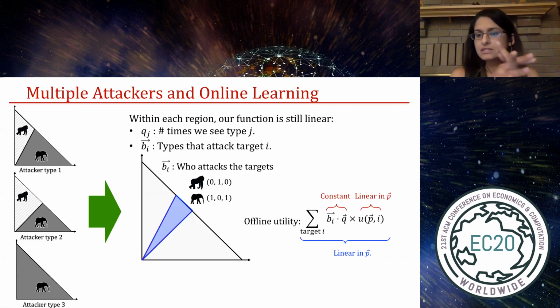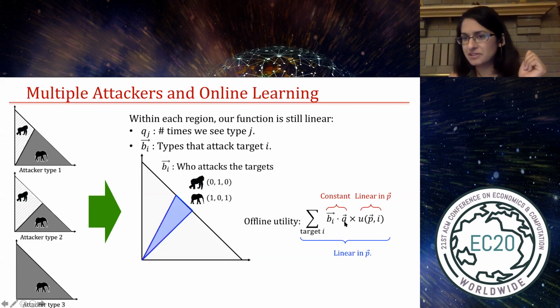What the utility ends up looking like is that within a region, I'm taking the utility that would be drawn from having that coverage vector P when the attacker is attacking target I, times the likelihood that target I is going to be attacked. It's the likelihood that a type J is appearing and whether or not J within that region would be attacking I. So this is just a slightly expanded version of writing this utility so that it's clearer that it's going to be linear.